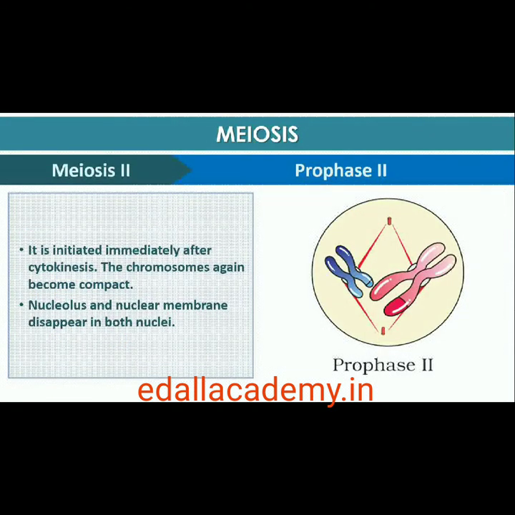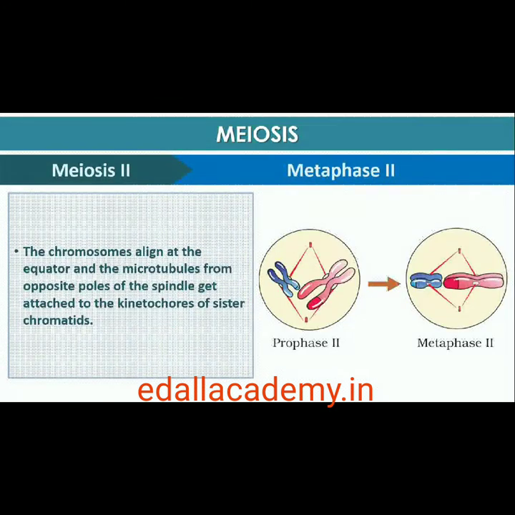10.4.2 Meiosis 2. Prophase 2. Meiosis 2 is initiated immediately after cytokinesis, usually before the chromosomes have fully elongated. In contrast to meiosis I, meiosis 2 resembles a normal mitosis. The nuclear membrane disappears by the end of prophase 2. The chromosomes again become compact. Metaphase 2. At this stage the chromosomes align at the equator and the microtubules from opposite poles of the spindle get attached to the kinetochores of sister chromatids.